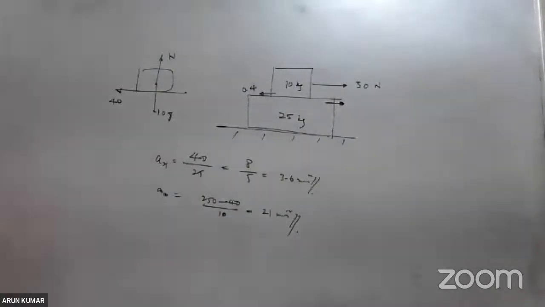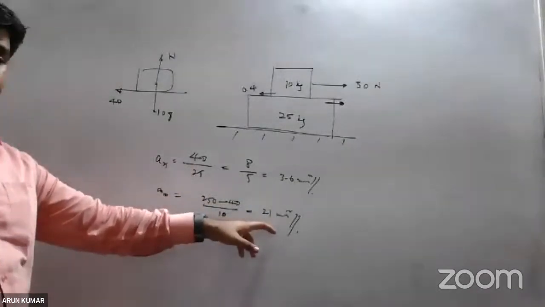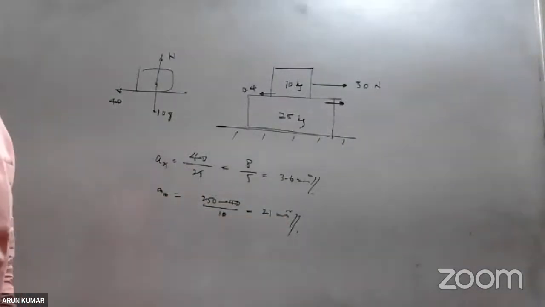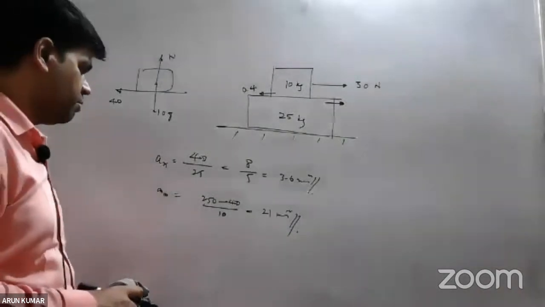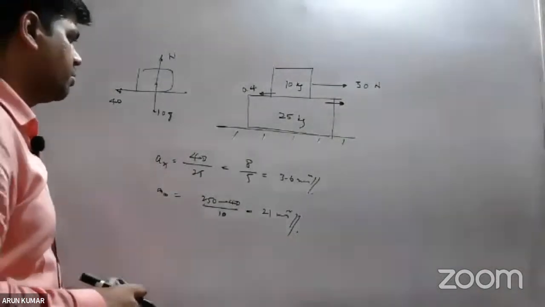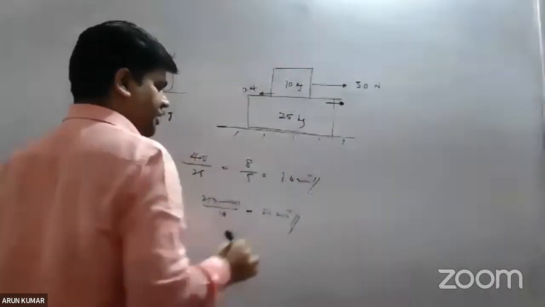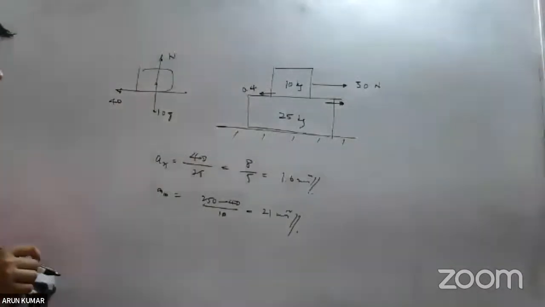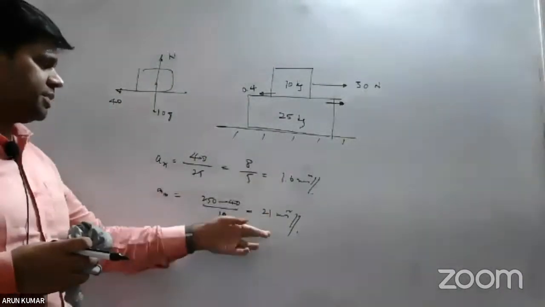So the lower block moves with a very small acceleration, 1.6. The upper block moves with an acceleration of 21 meter per second square. Sir, 8 by 5 is 1.6. Oh, 1.6. Sorry. All right. So this is going with a very small acceleration of 1.6, whereas this goes to a much larger acceleration.